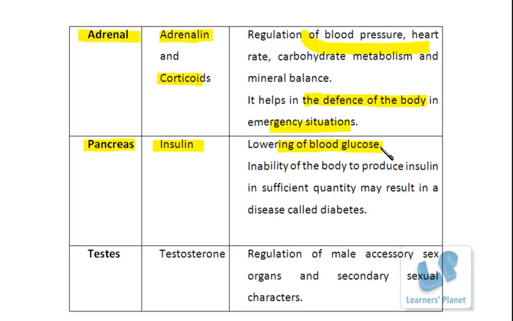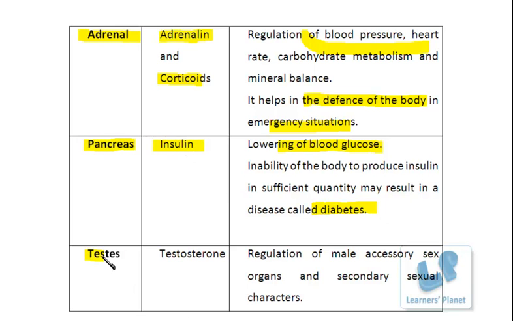Now just imagine if the insulin is not produced in our body, it is not secreted by the glands in our body, what will happen? The level of blood glucose will increase, and this situation is known as diabetes. So deficiency of this hormone insulin can lead to the disease known as diabetes.